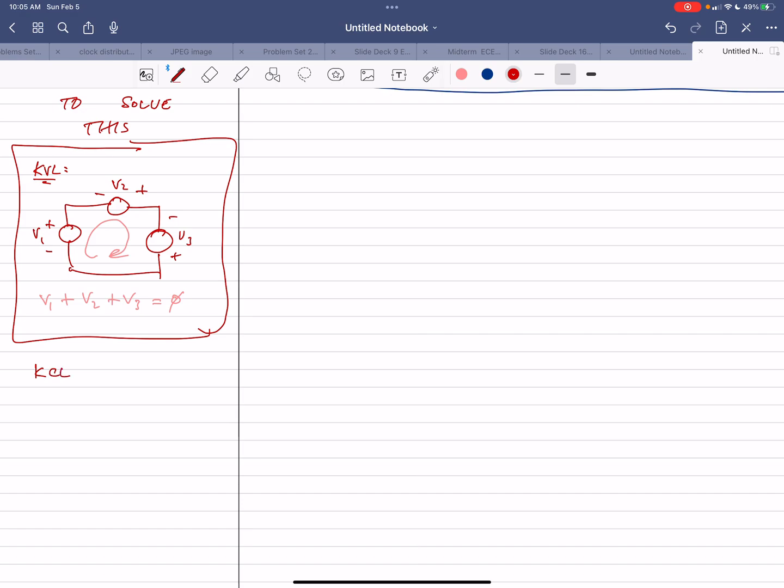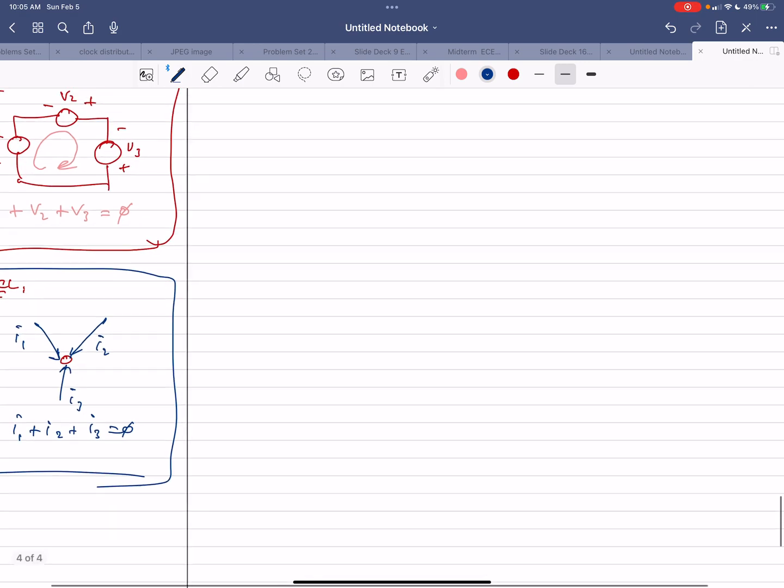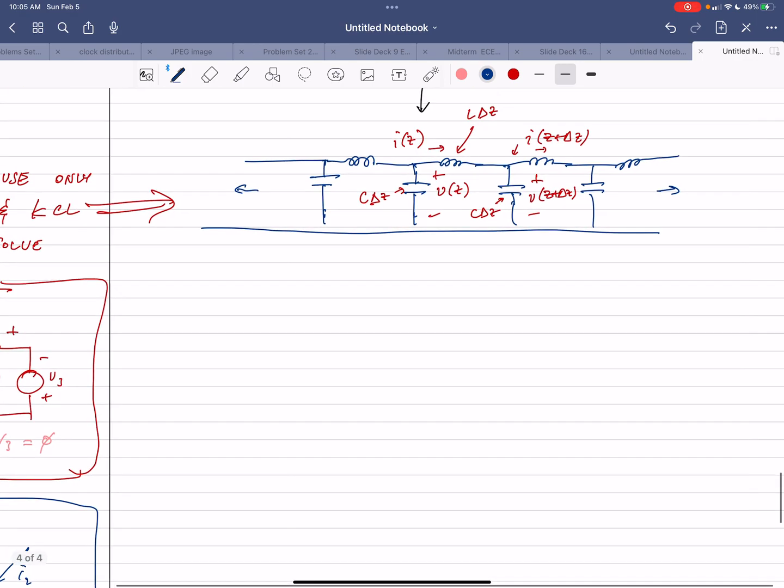And Kirchhoff's current law says that if you have a circuit node, and you have different currents coming into that node, could be any number of currents, then the sum of the currents going into the node is going to be 0. Okay, so we're going to basically use these two laws to come up with an equation for this line.